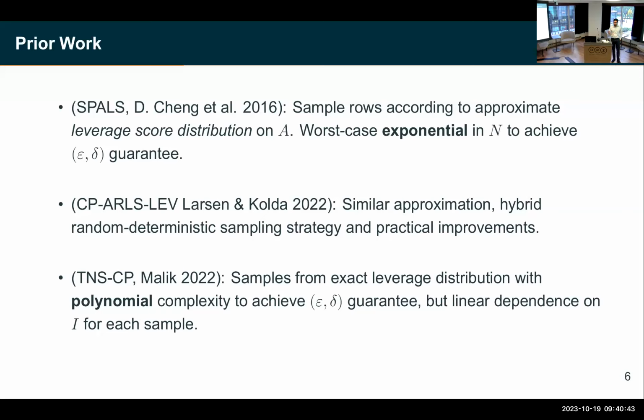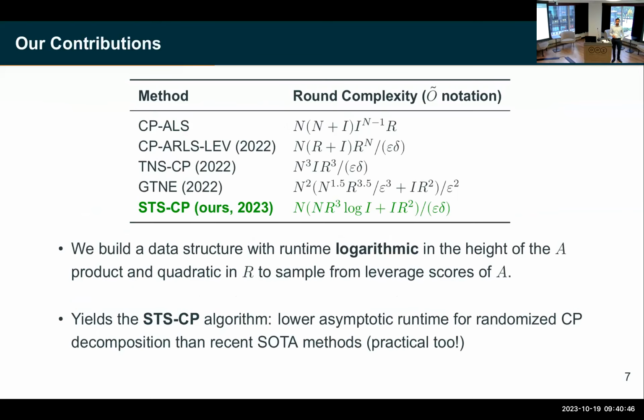So that's our goal. We're going to get this cost that is linear in I down to logarithmic in I. We're going to propose a data structure, which I'll describe in a little more detail, that has runtime that is logarithmic in the height of the Khatri-Rao product A and quadratic in the target rank R.